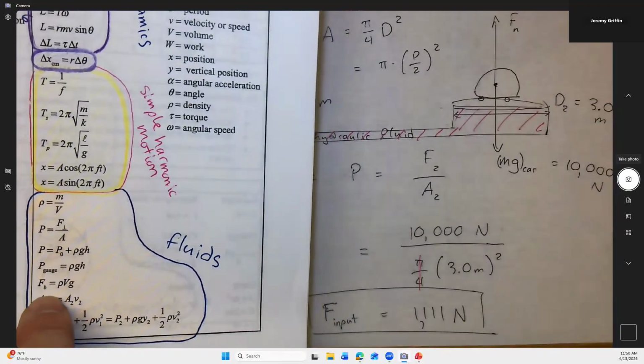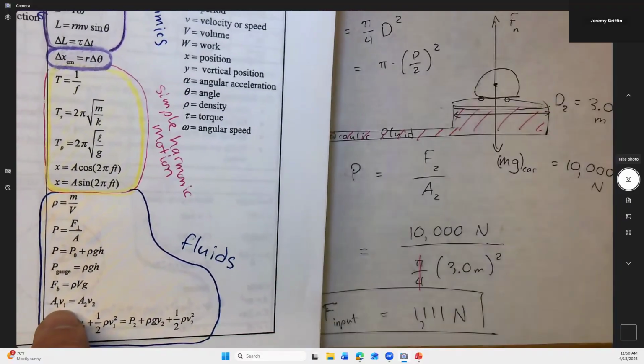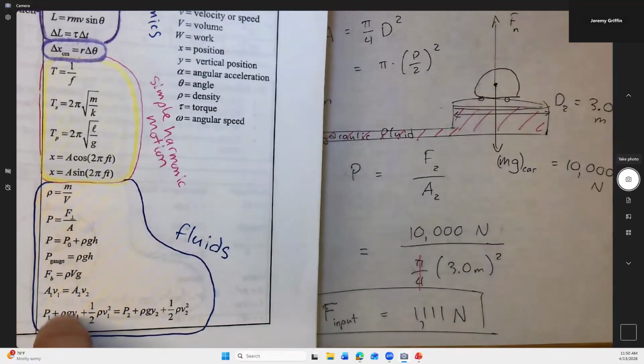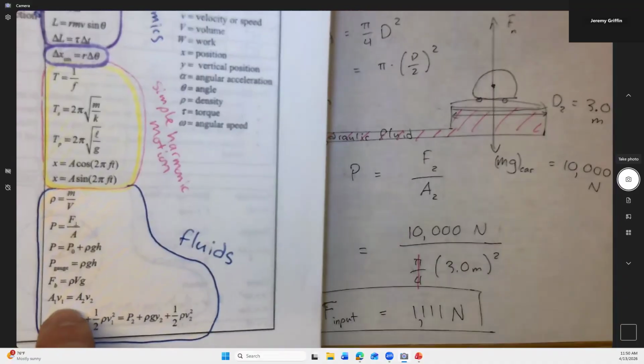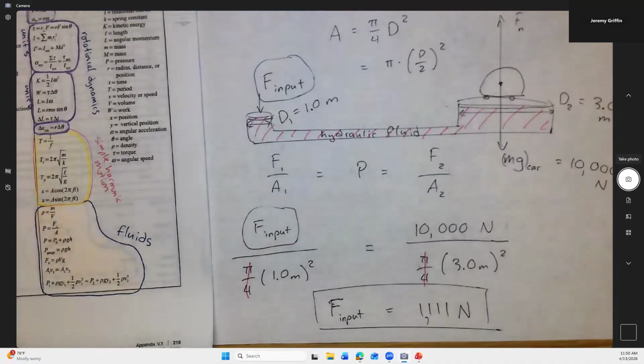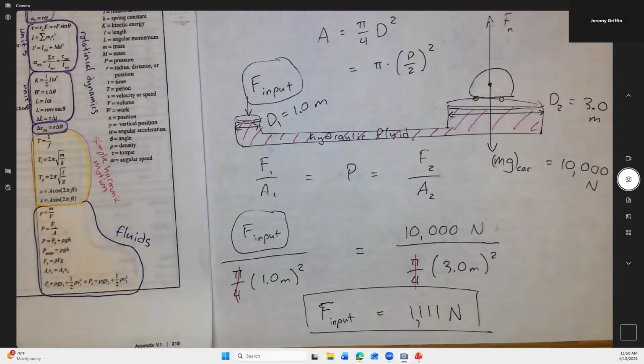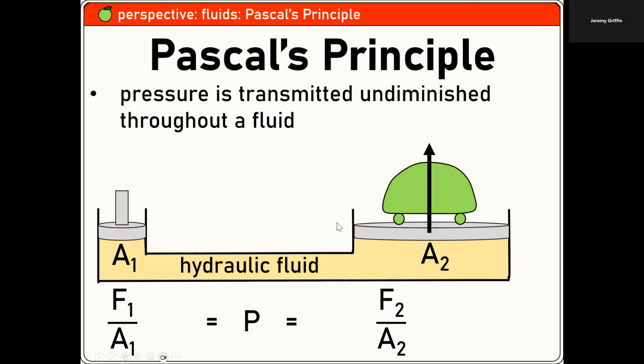So we got Archimedes right here, buoyant force is rho gV. And then these last two we haven't quite hit yet, but this is conservation of flow and Bernoulli, which we're about to do. All right, you guys ready to go back to the PowerPoint? You guys ready? All right, back over here.